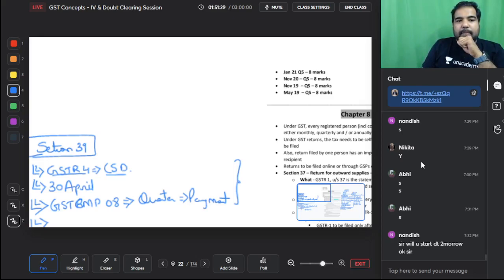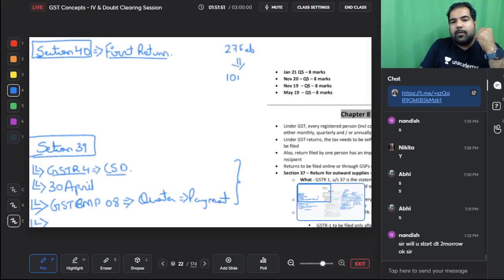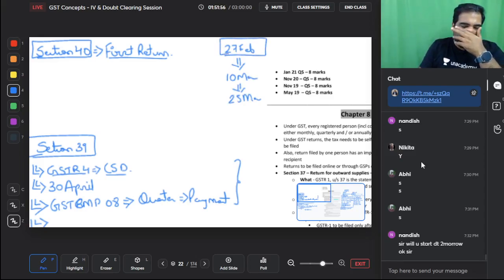Guys, every section, we'll go step by step. Section 40 is called the first return. Guys, the first return is nothing different. It's like your first salary. Is it different from your normal salary? No, but it's a special salary. In the same way, section 40 says that if you are registered in time, that is, on 27th Feb you were registered, and that was your effective date, then during this period whatever supply you made, you will include them in the first return. The first return is nothing different, it's just the normal return, it's called the first return.